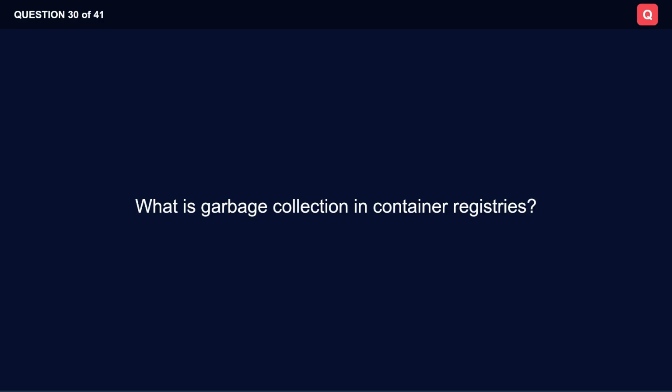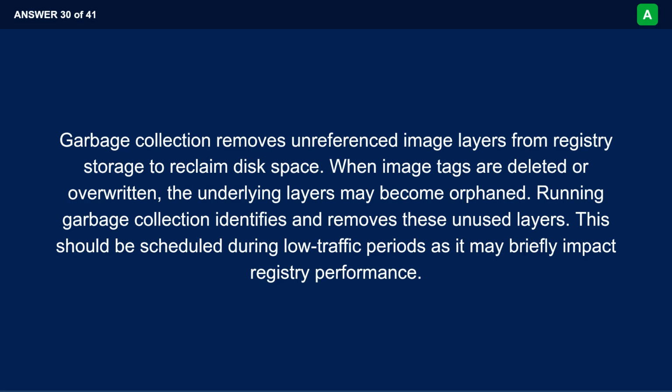What is garbage collection in container registries? Garbage collection removes unreferenced image layers from registry storage to reclaim disk space. When image tags are deleted or overwritten, the underlying layers may become orphaned. Running garbage collection identifies and removes these unused layers. This should be scheduled during low traffic periods as it may briefly impact registry performance.